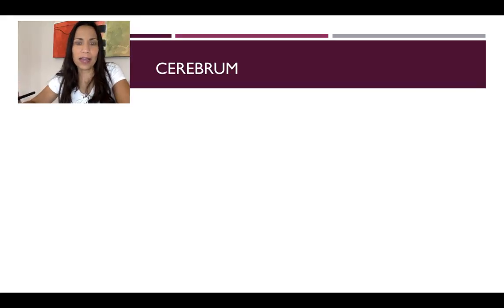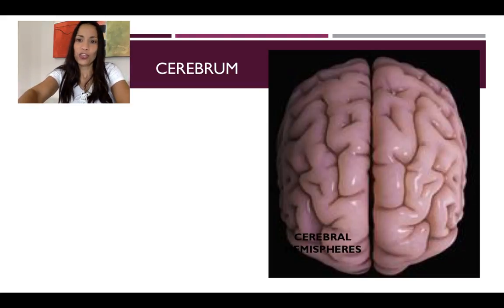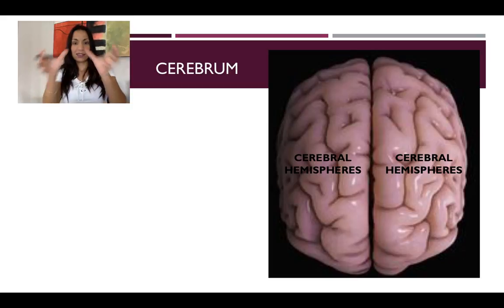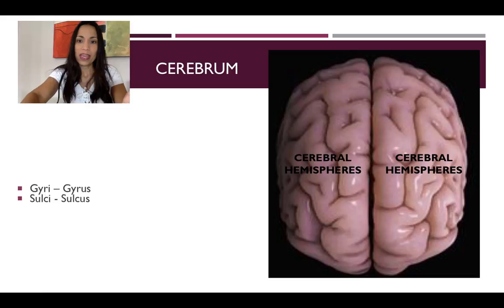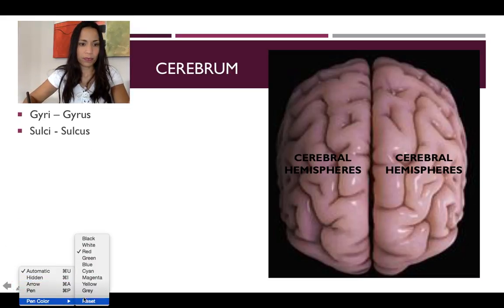Let's describe the cerebrum, your noodles. And that's your cerebrum. You can see that it looks like a walnut, right? Divided right in the middle, and we have two halves. Each of these halves is a cerebral hemisphere. Now, can you see the surface of the cerebrum?